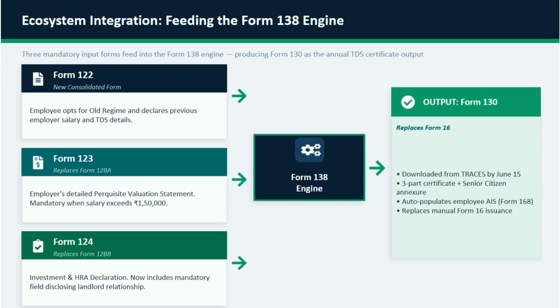The final output is Form 130, which replaces the traditional Form 16 and serves as the consolidated annual TDS certificate generated directly through the Traces ecosystem. Overall, the new framework reflects a major shift toward real-time integration, centralized validation, and digitally connected tax compliance.